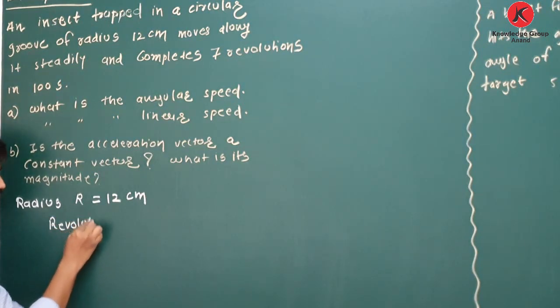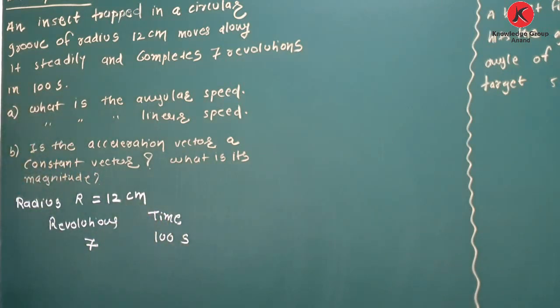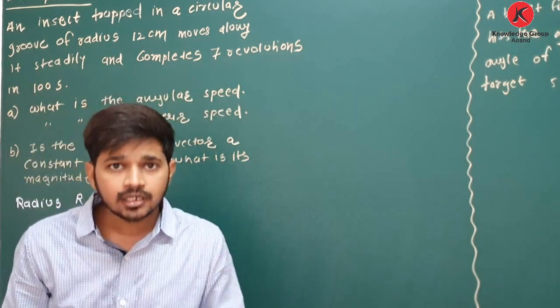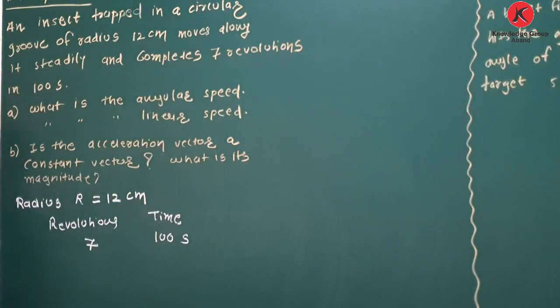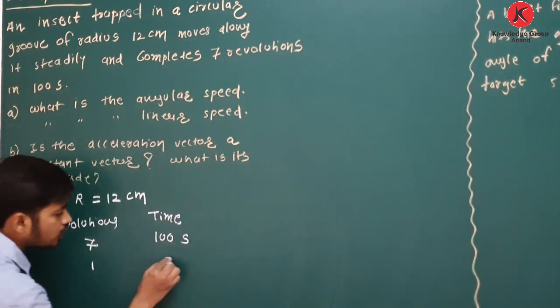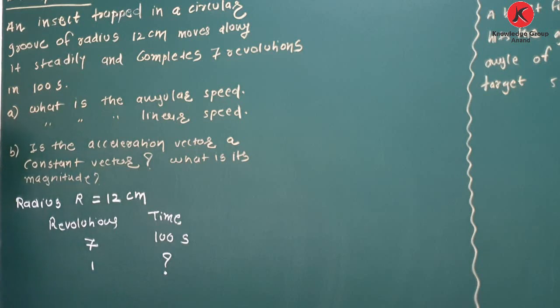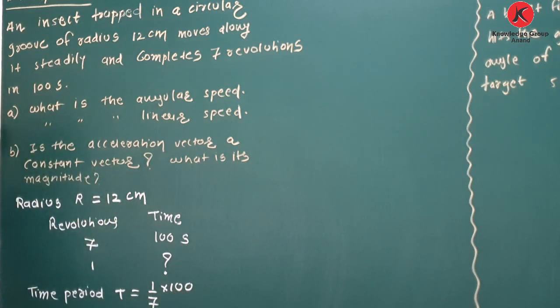Revolutions 7, and time is 100 seconds. First of all, from this data we will find time period, capital T. What is time period? What is its definition? Remember, it is the time taken by an object or particle to perform one revolution. So see how to make the relation. For 7 revolutions, time is 100 seconds. So for 1 revolution, what is the time? And for 1 revolution, whatever time it takes is called time period. So time period T is equal to 1 upon 7 into 100. Clear about this?